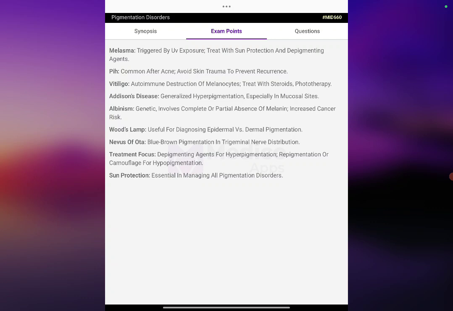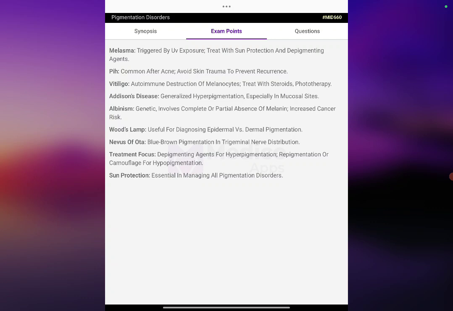Vitiligo: autoimmune destruction of the melanocytes, treated with steroids and phototherapy. Addison's disease: generalized hyperpigmentation, especially in the mucosal sites. Albinism: genetic, involves the complete or partial absence of melanin, increased cancer risk.